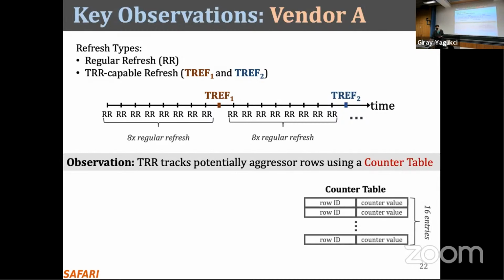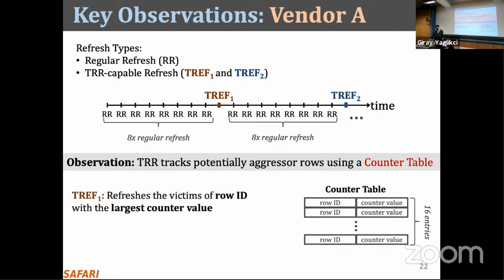So what is the difference between TRF1 and TRF2? We suspect that vendor A's TR implements a counter table to keep track of repeatedly activated potential aggressor rows. The table has 16 entries, where each entry contains a row address and a counter value to indicate the accumulated hammer count of the corresponding row.